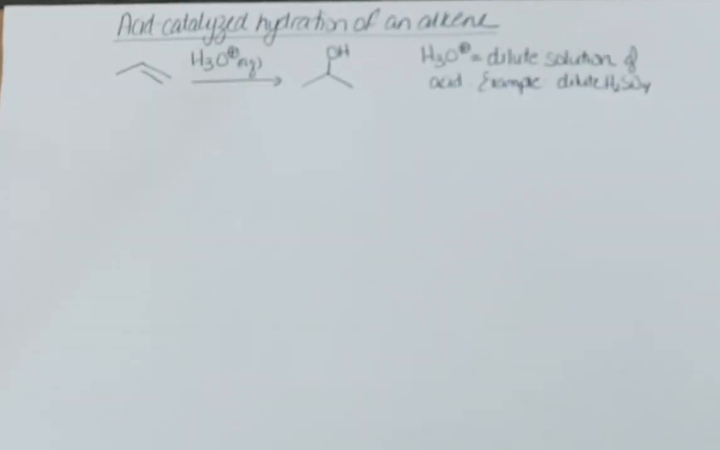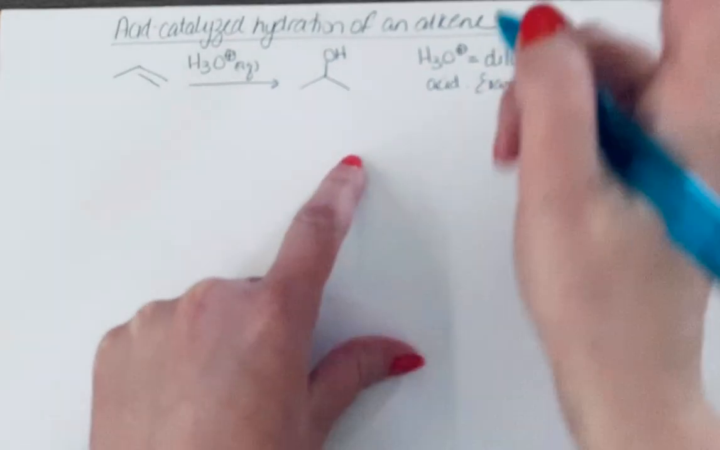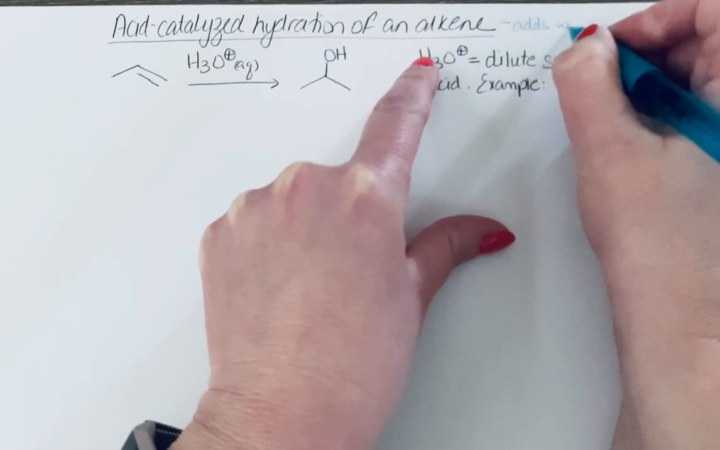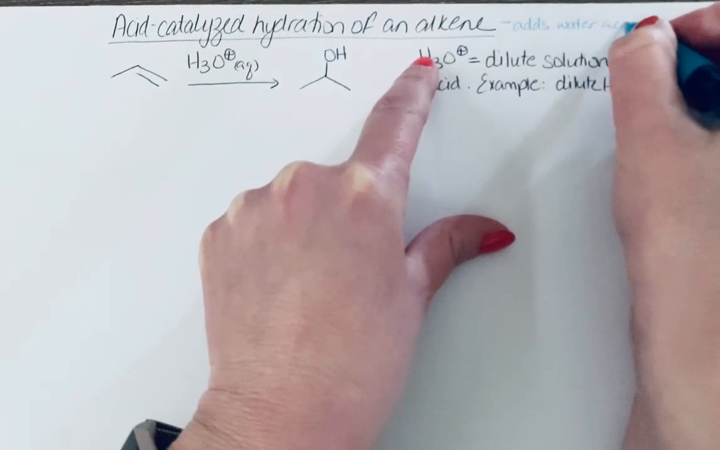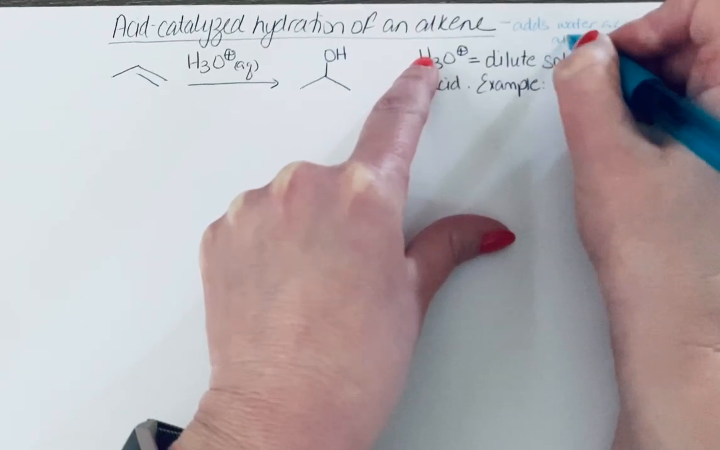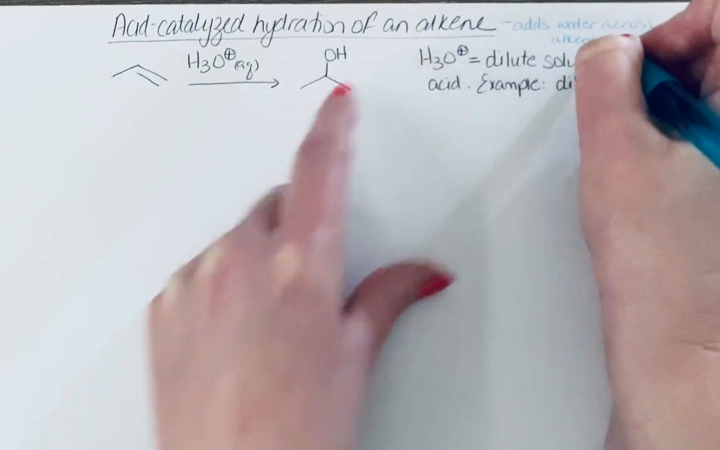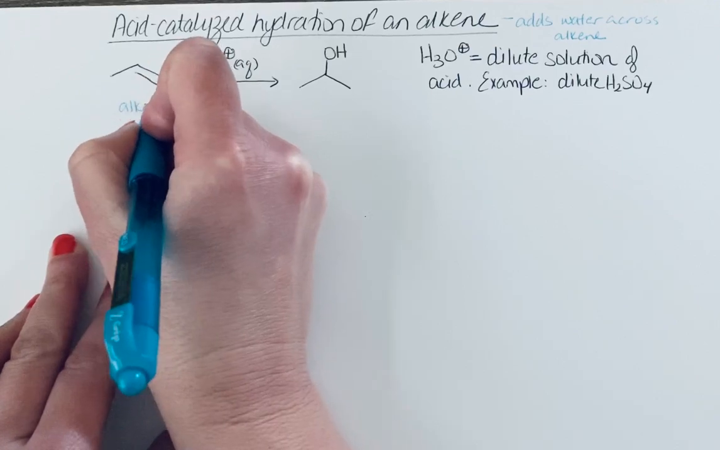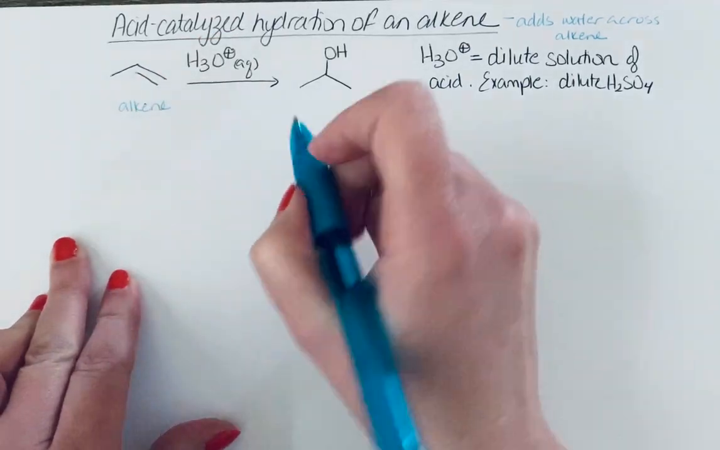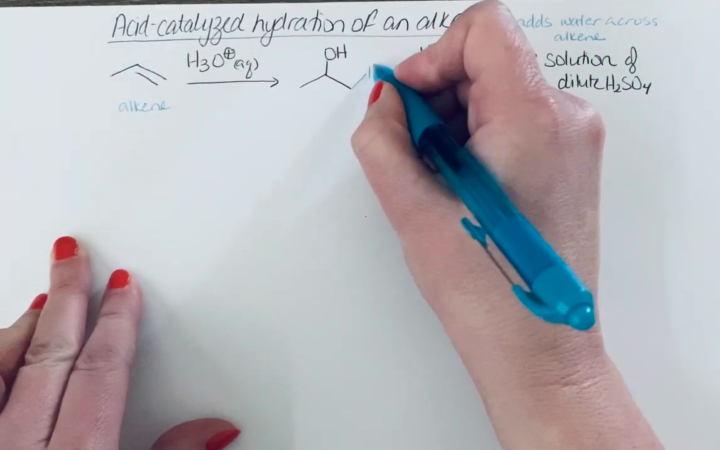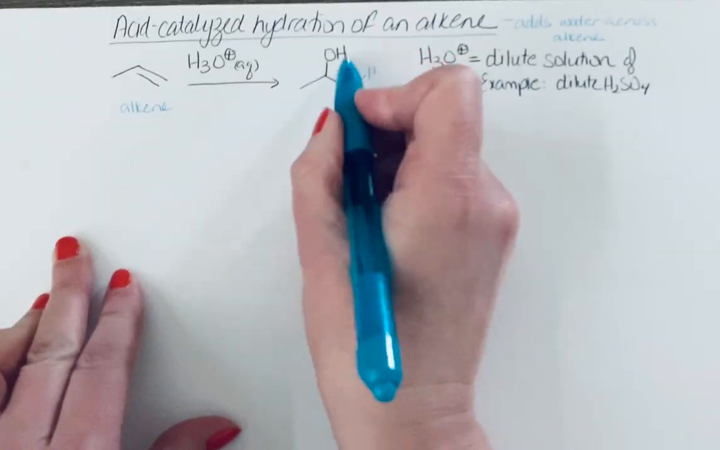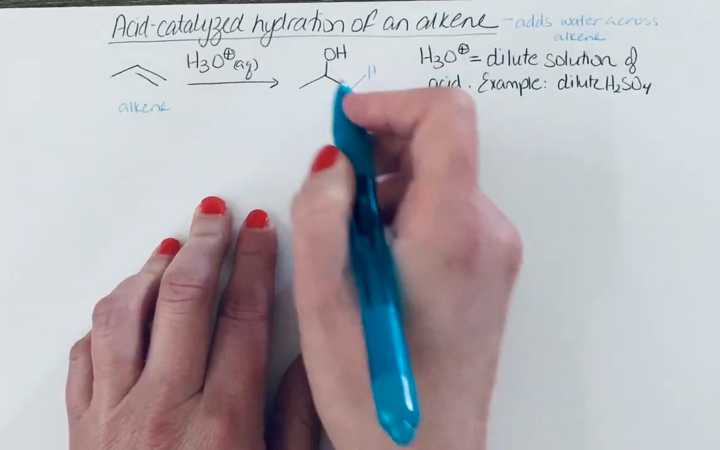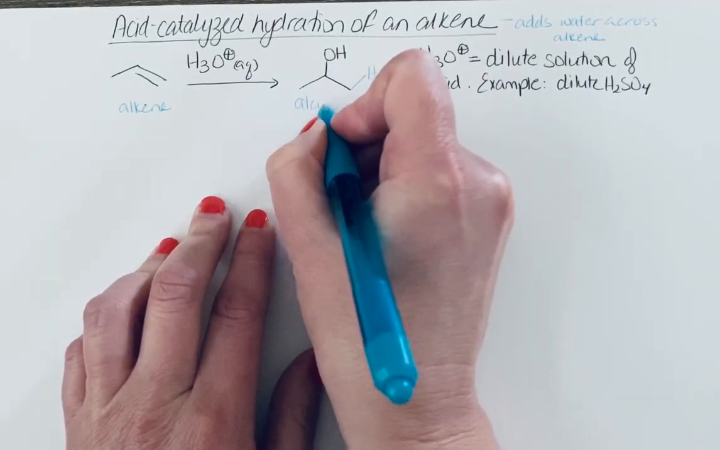The acid-catalyzed hydration of an alkene is a reaction that adds water across the pi bond of the alkene. So we start with an alkene, and overall we have added a hydrogen to the end carbon atom and an alcohol to the second carbon atom, or overall an equivalent of water, giving us the product of an alcohol.